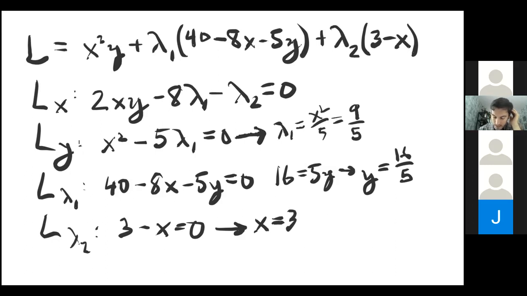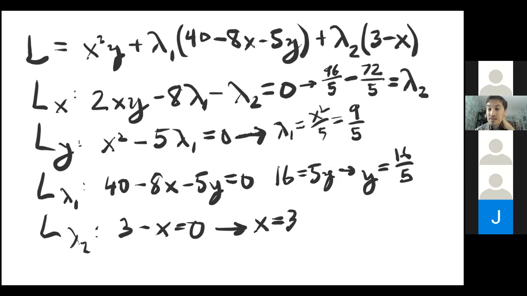Yes, it is. Okay, now from this one, we're going to have 2 times x times y. That's 2 times 3 is 6. 6 times y is 6 times 16, which is 96 over 5. We've got to write that here. It might actually matter. 96 over 5 minus 8 times lambda 1. All of this matters, what lambda 1 is and that there's an 8 there. And 8 times lambda 1 is actually 8 times 9 over 5, which is 72 over 5. And that equals lambda 2.